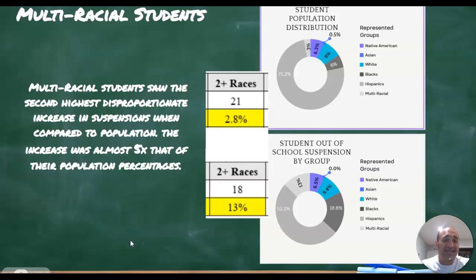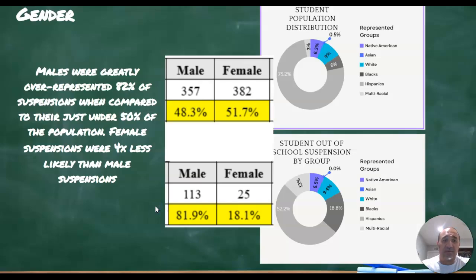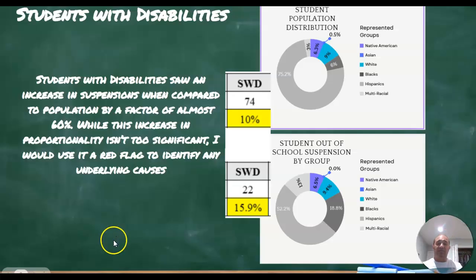Multiracial students saw the second highest disproportionate increase in suspensions when compared to the population. And that increase was almost 5 times that of their population percentages as it moved up from just under 3 to 13%. And once again, males were greatly over represented at 82% of the suspensions when compared to their just under 50% of the population. And female suspensions were 4 times less likely than male suspensions. Students with disabilities saw an increase in suspensions when compared to the population by a factor of almost 60%.